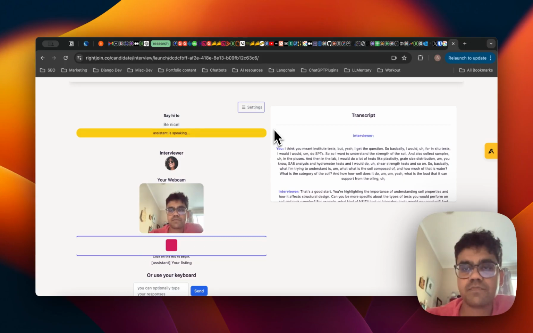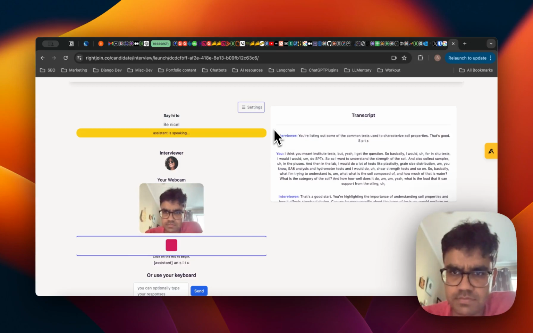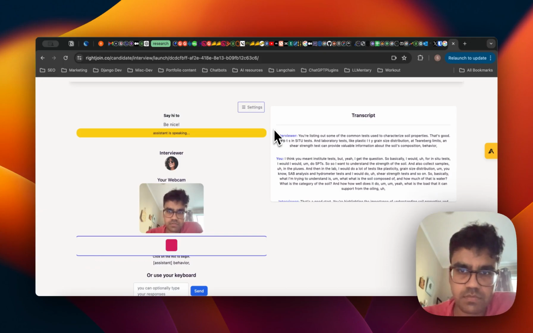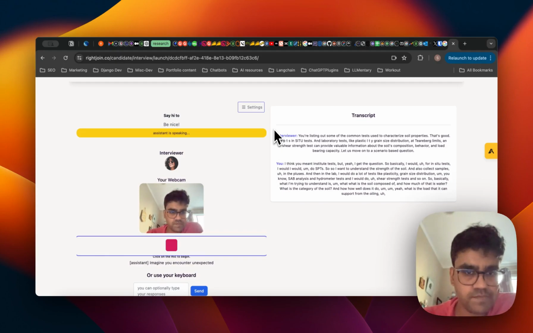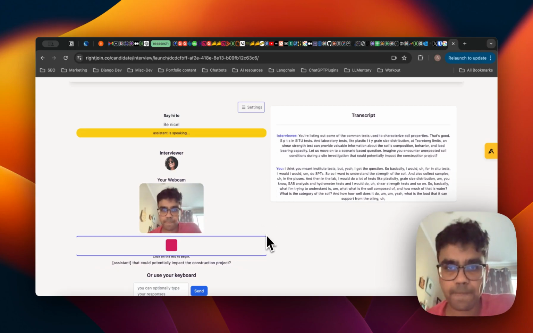You're listing out some of the common tests used to characterize soil properties. That's good. SPTs as in situ tests, and laboratory tests like plasticity, grain size distribution, Atterberg limits and shear strength tests can provide valuable information about the soil's composition, behavior, and load-bearing capacity. Let us move on to a scenario-based question. Imagine you encounter unexpected soil conditions during a site investigation that could potentially impact the construction project. How would you approach analyzing the situation and formulating a solution?